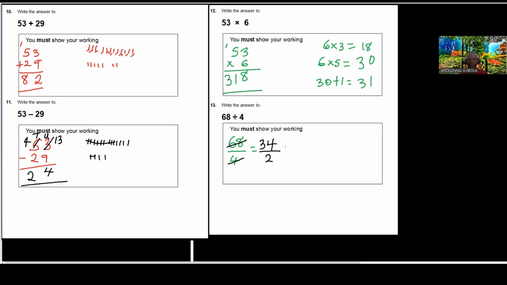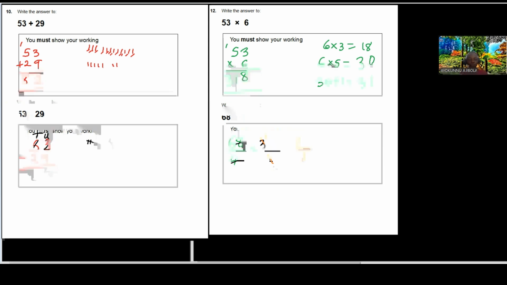Yes. Then I can now divide with that 2 again. So how many 2 in 2? That's 1. How many 2 in 3? That's also 1. Remainder 1. Okay?